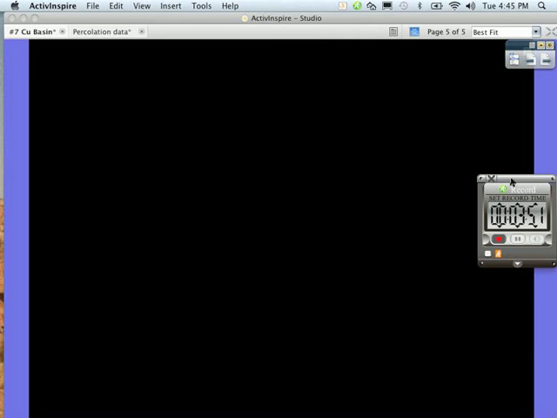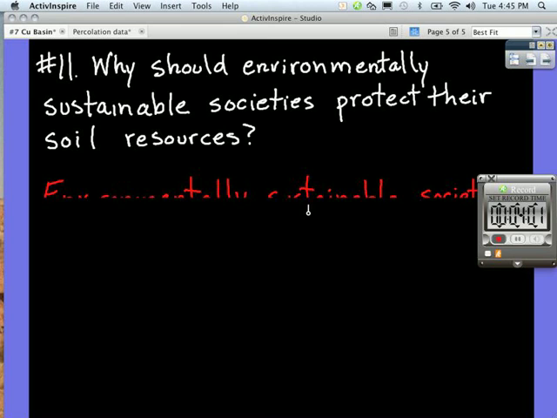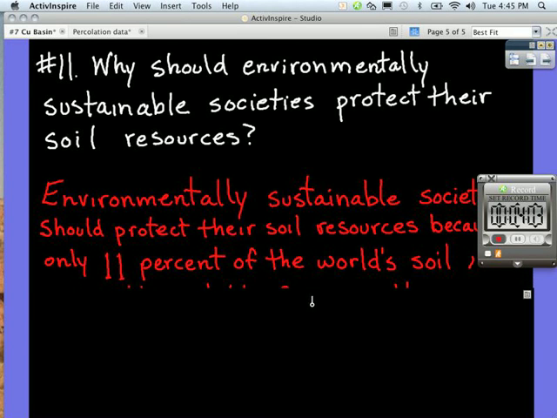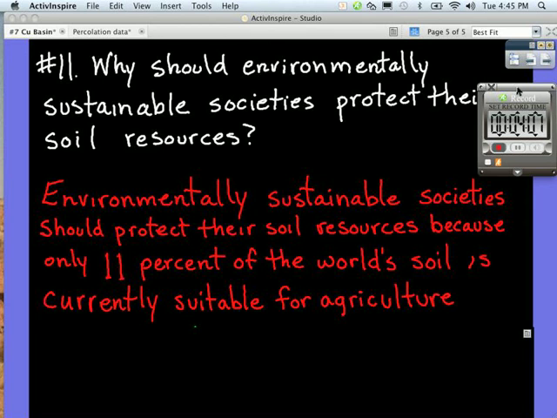So now let's look at that question again. Here it is. Why should environmentally sustainable societies protect their soil resources? And I've given you, environmentally sustainable societies should protect their soil resources because only 11% of the world's soil is currently suitable for agriculture.